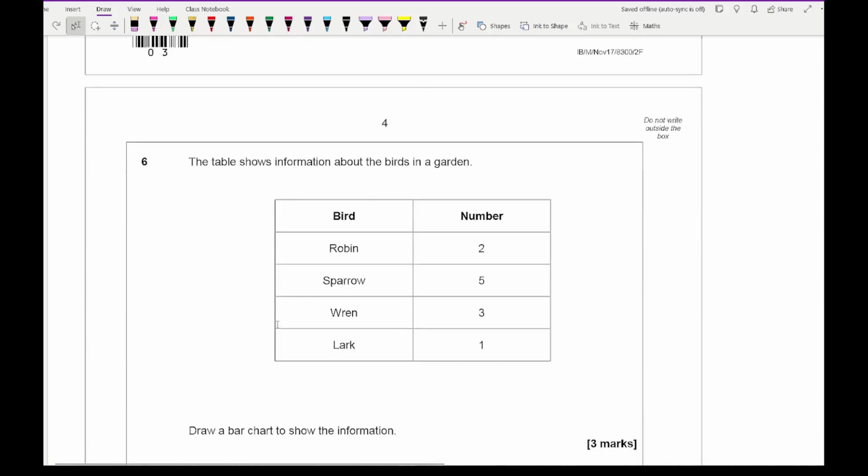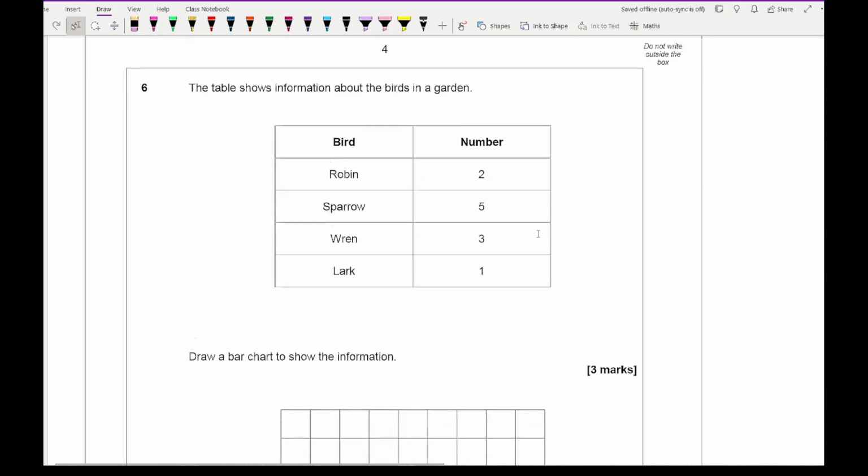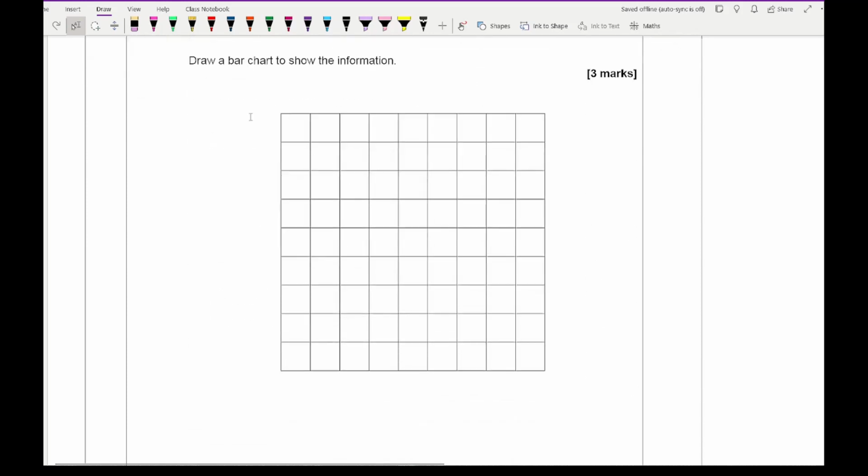Then moving on to question 6, it says the table shows information about birds in a garden, and we've got 4 types and the number of where they appear. What we need to do for this question is draw a bar chart. So we need to make sure that we have the frequency, or the number, going vertical. As you can see, the biggest number was 5, so we're going to go up to 6, and let's label that as frequency, and we've got birds going along here. You need to make sure that there is an equal gap between each of the birds, and that each bar is the same width.